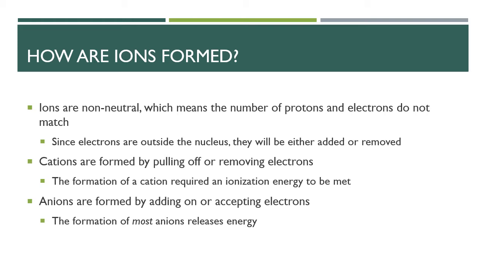The formation of a cation will require ionization energy to be added to the material in order to pull off this electron. This does not happen without that added energy. Anions are negative, and so they will have more of our negative particle, the electron. So anions are formed by adding or accepting electrons. Generally speaking, when anions are formed, energy is released, which is quite convenient as this could provide the energy required to form a cation. This is only true for most, however.